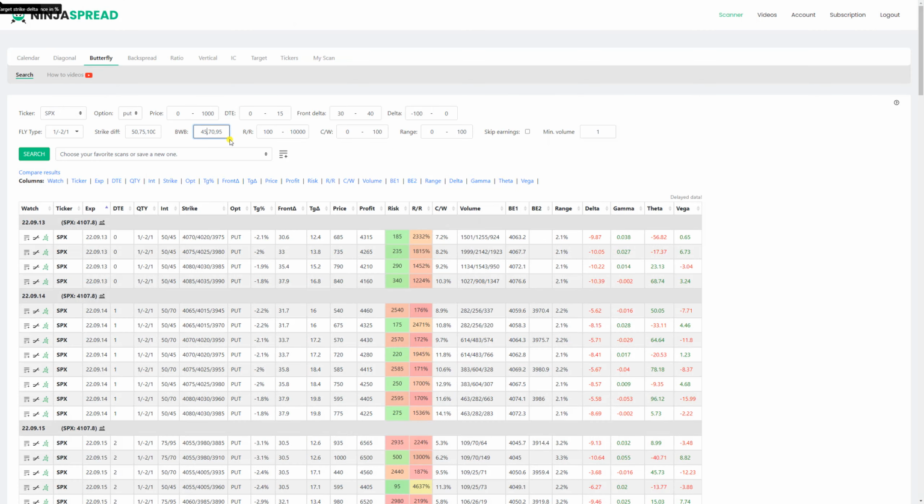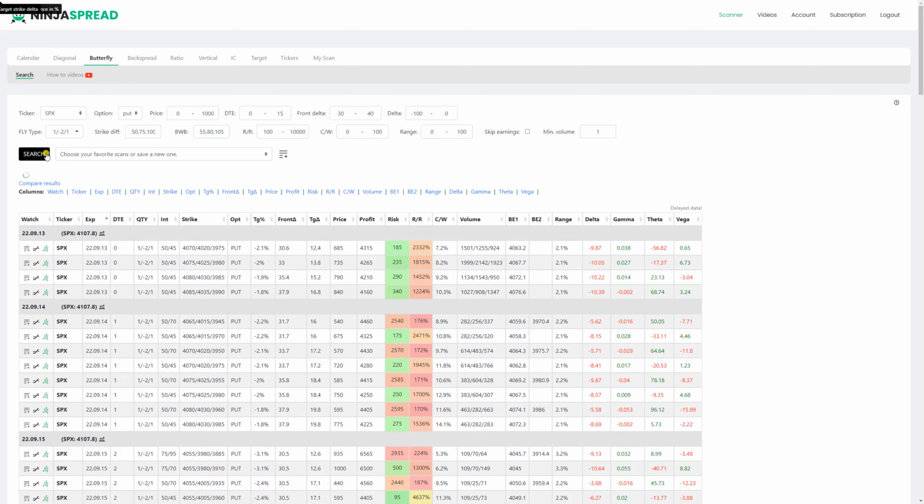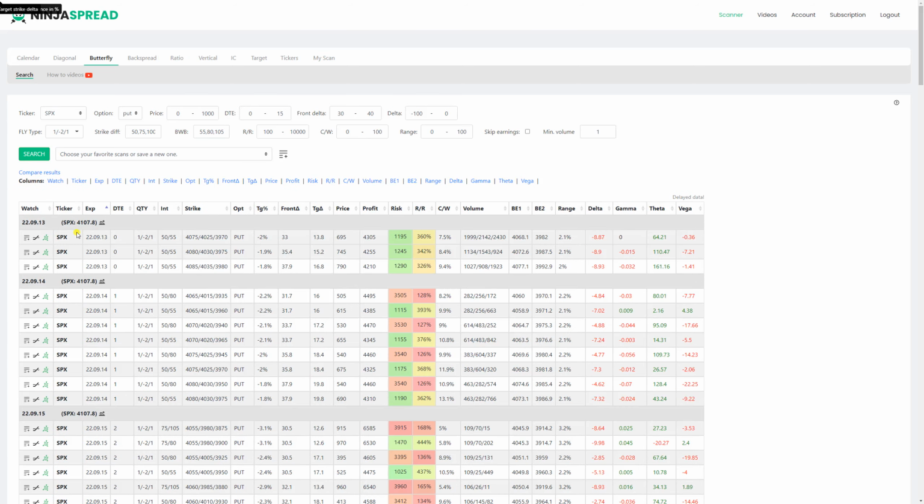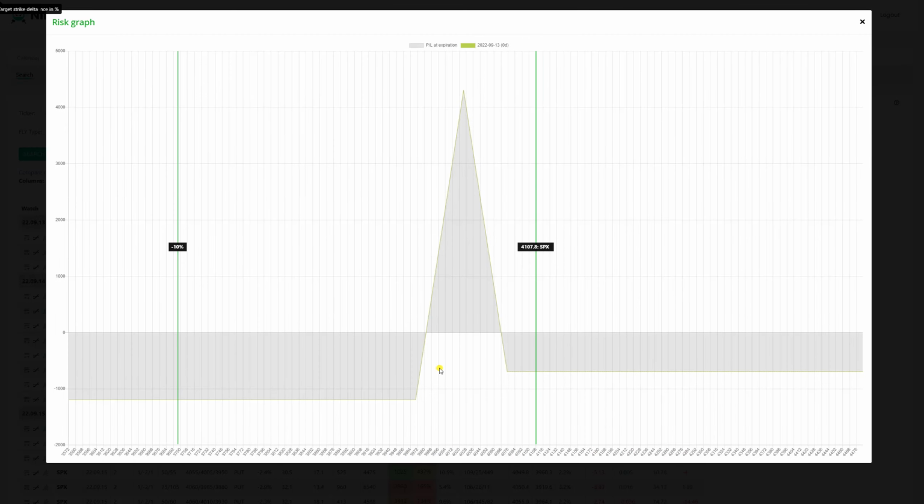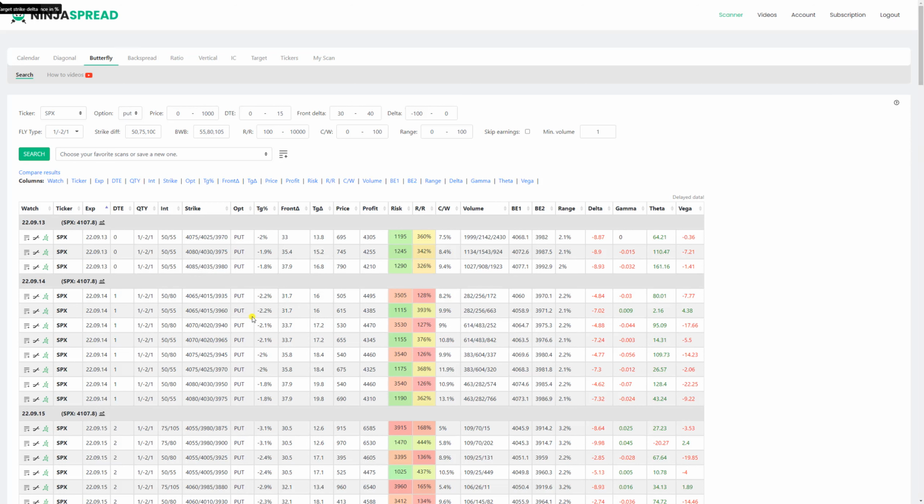If you combine 50 with 55, 75 with, for example, 80, and 100 with 105, then you will look for more of a non-directional or flat butterflies, where the lower part of the risk graph has higher risk than what you pay for.